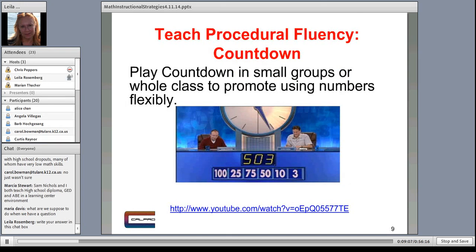It wants the students to recognize that there is more than one way to solve a problem. Countdown is a fun game that you can play with your students in either small group or whole class format to promote number flexibility. This is based on a popular British game show. Unfortunately, we will not show this in this webinar since we cannot open YouTube in this online setting, but it's something I wanted to share with you so that you can check it later. It's very interesting and fun, so make sure to come back and take a look at this.